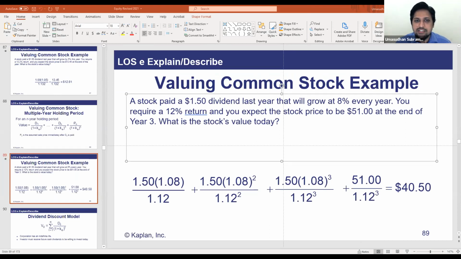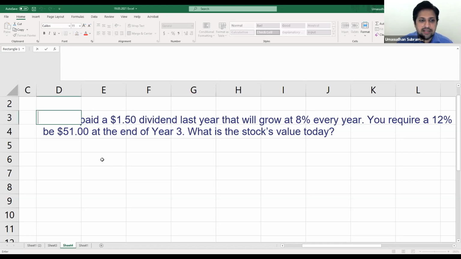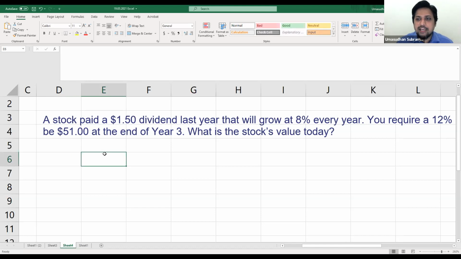So in the previous question that we did, what did we do? The holding period is 1 year. So we estimated the price of the stock after 1 year. But in this case, we are getting a little bit more complicated. So we need to understand the cash flows of the company. So we need to forecast the dividend for 3 years. Year 1, we need to understand what is the dividend. Year 2, we need to understand what is the dividend. Year 3, we need to understand what is the dividend.